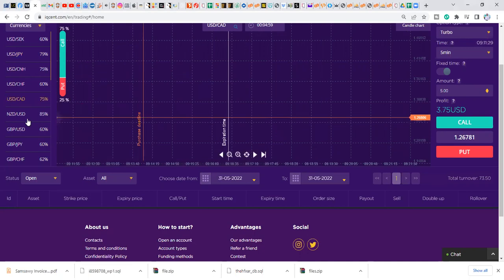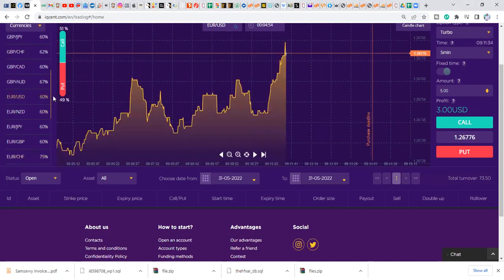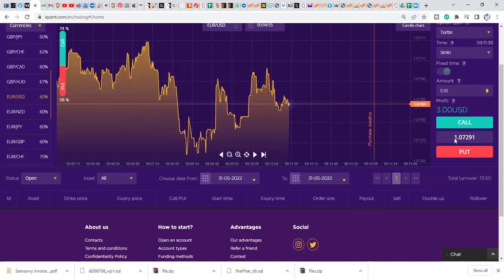I'll do a $1 test. So we see Euro USD. This is the Euro USD pair. You see the payout is 60%. Payout is 60%.